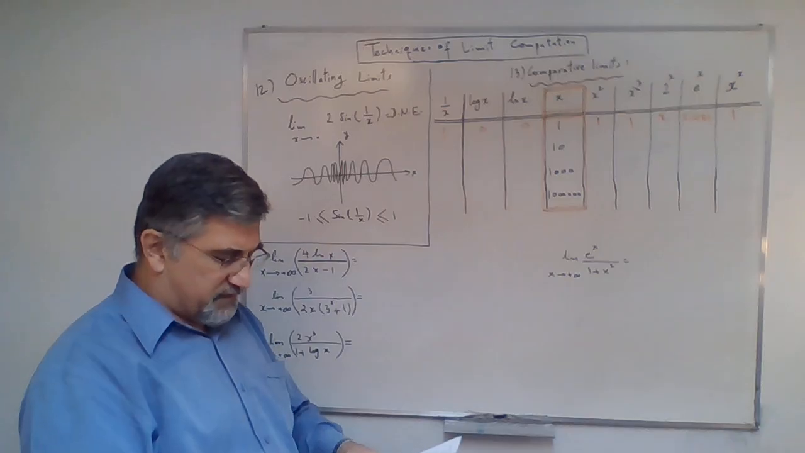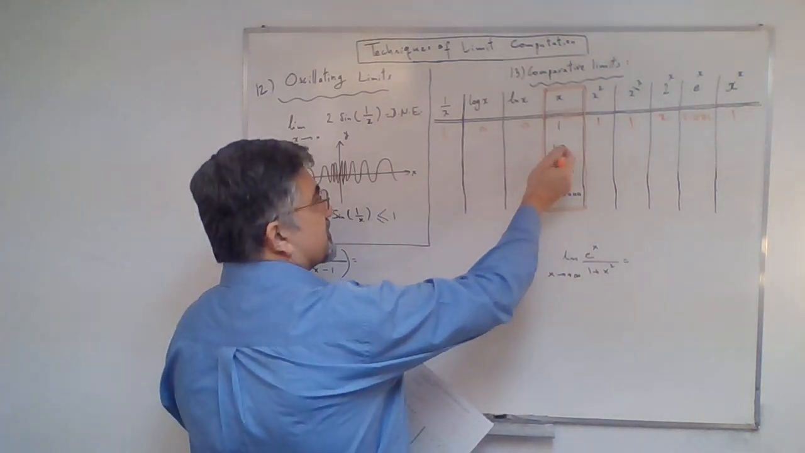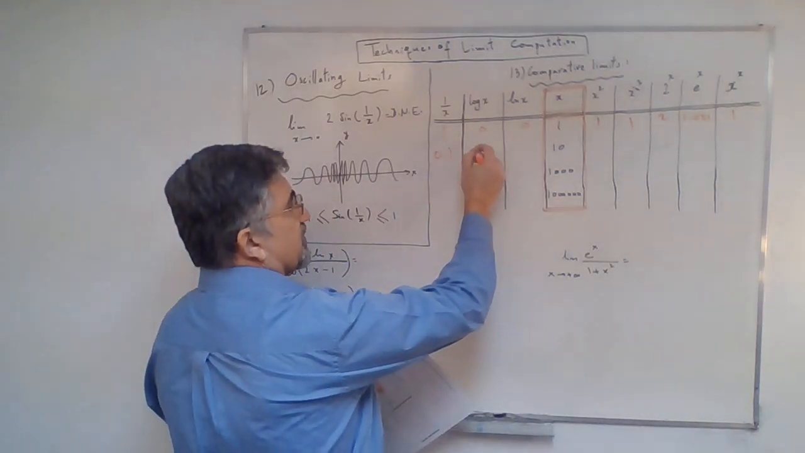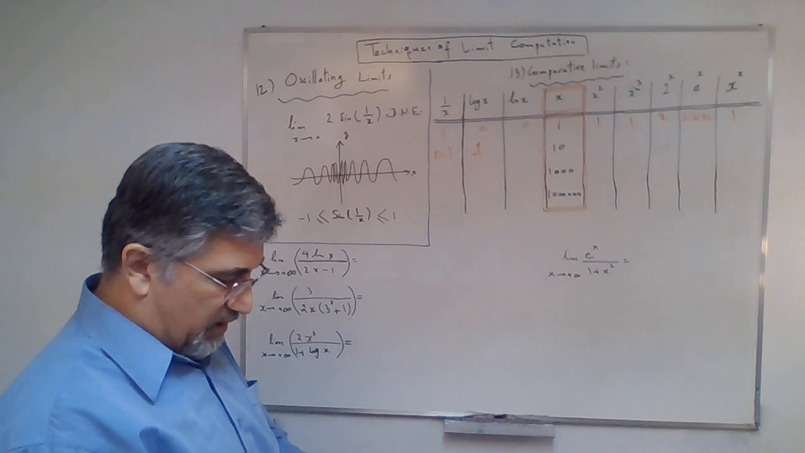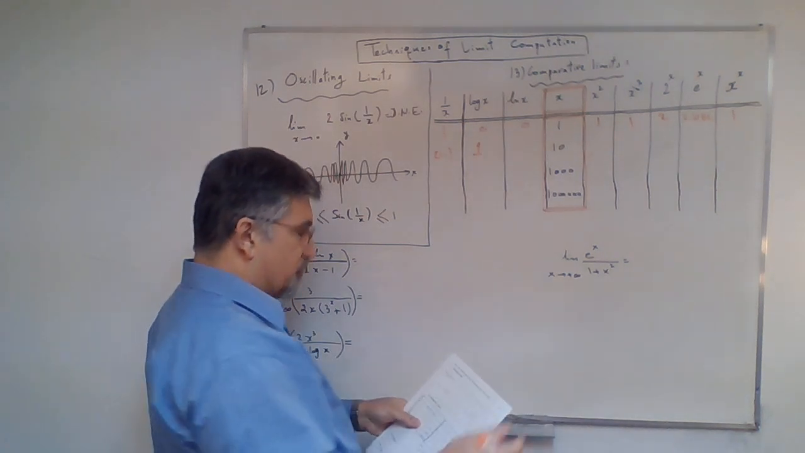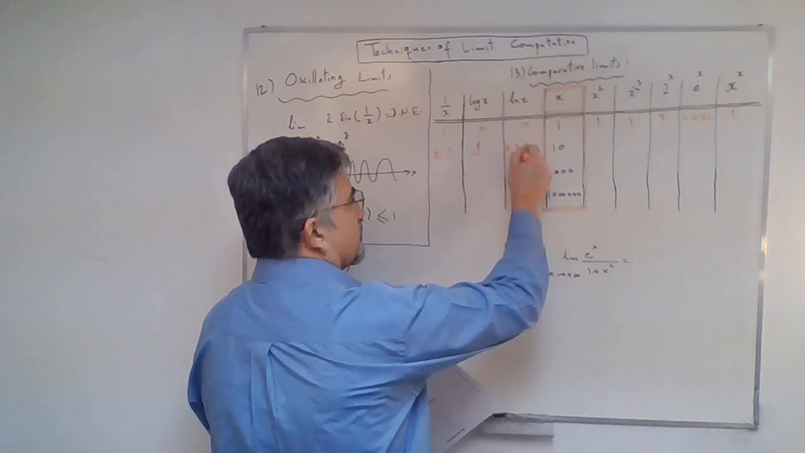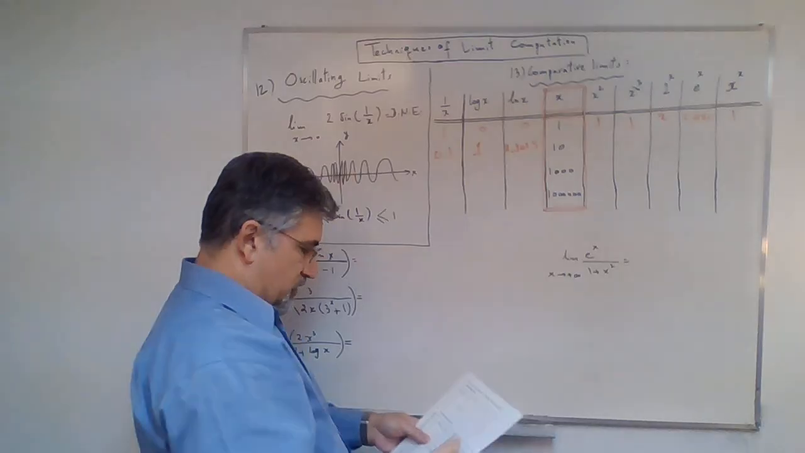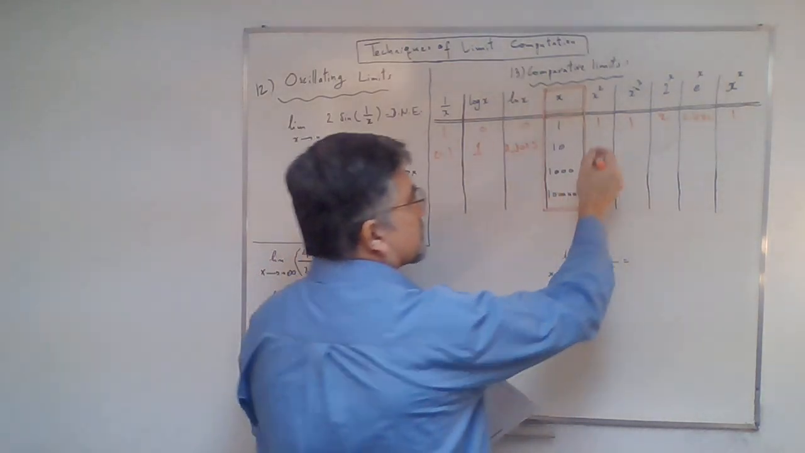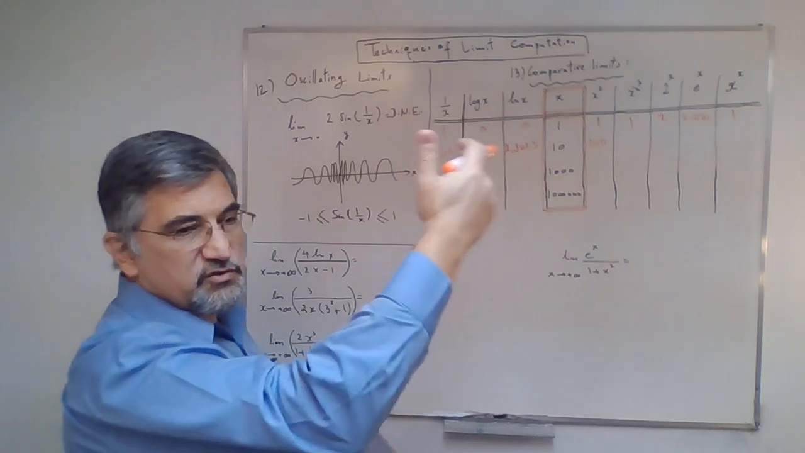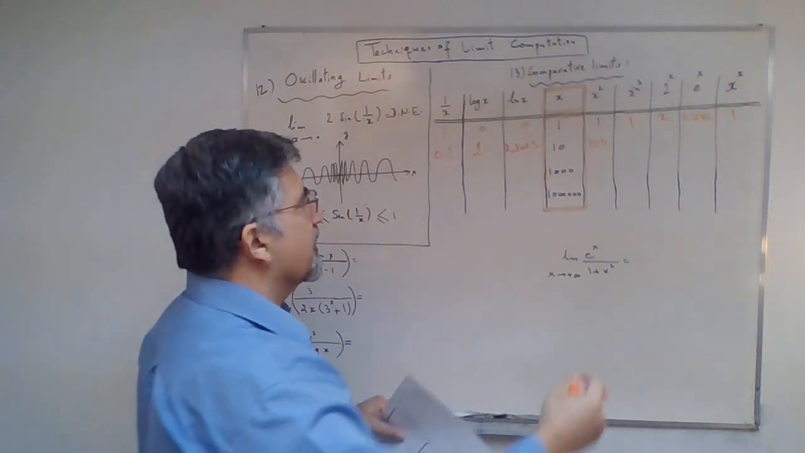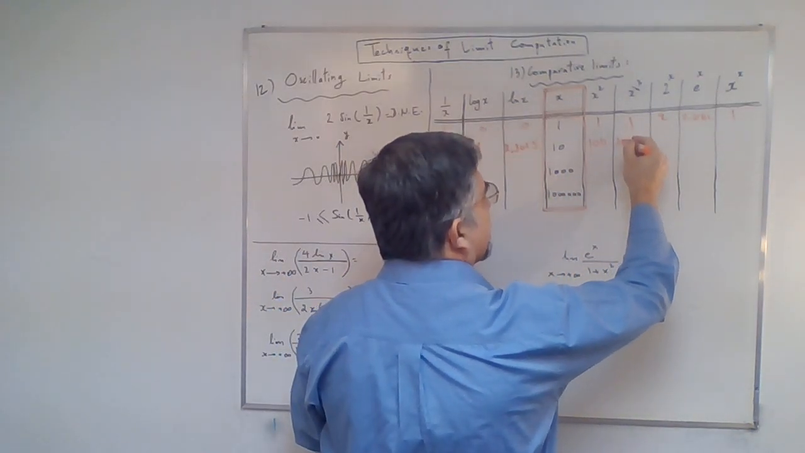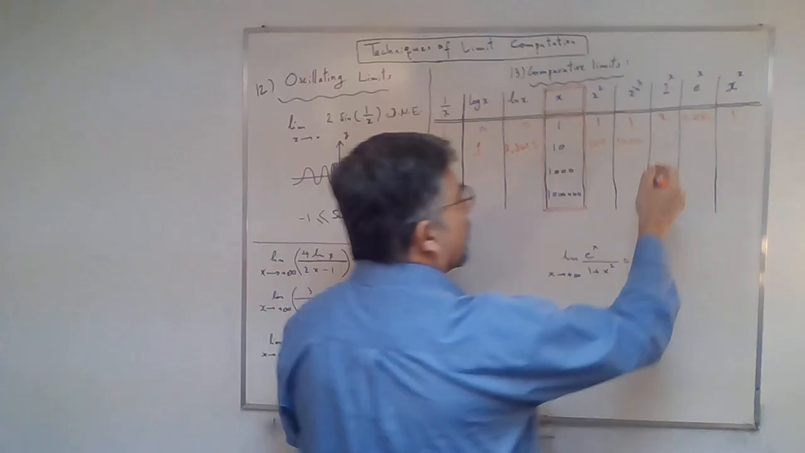Now the question is, what happens if x becomes 10, for example? If x is 10, then 1 over 10 would be 0.1. And then log of 10 is clearly 1 itself, because this is the common logarithm. Natural logarithm of 10 is 2.3025 if you use a calculator. That's what you will end up with. And x squared would be 10 squared, which is 100. And then x cubed would be 10 cubed, which is 1,000. And then we have 2 to the exponent of 10, which is 1,024.